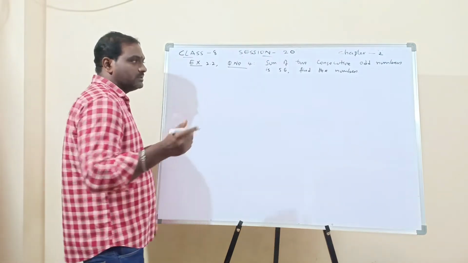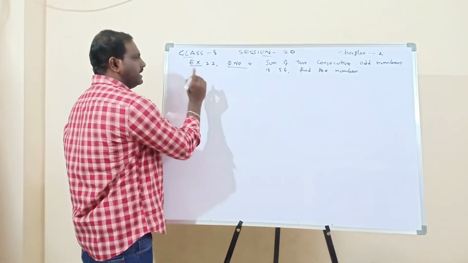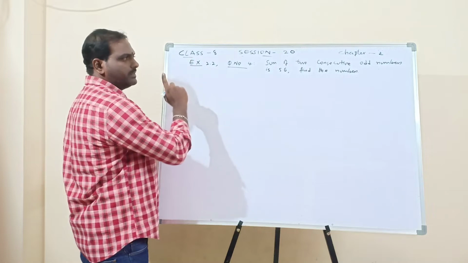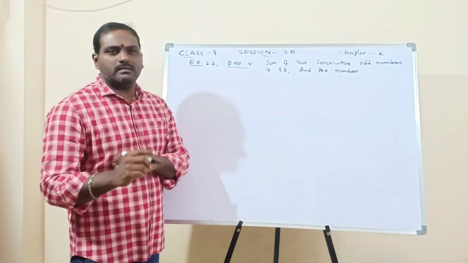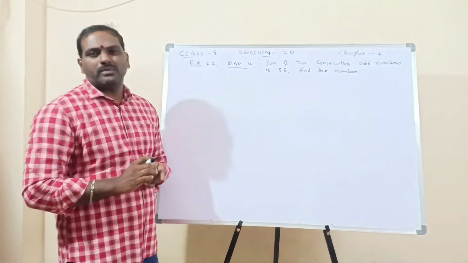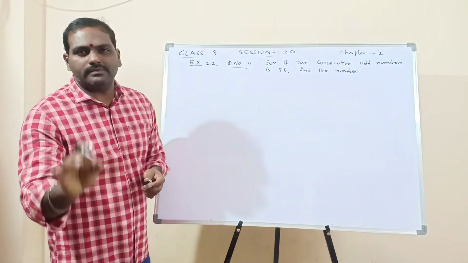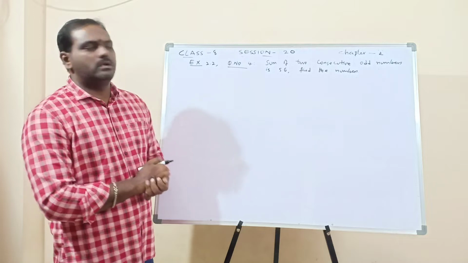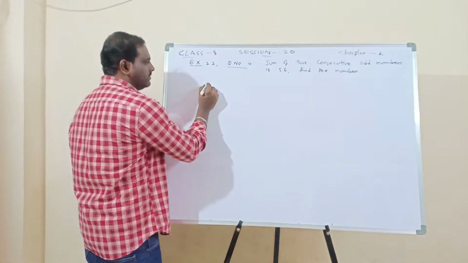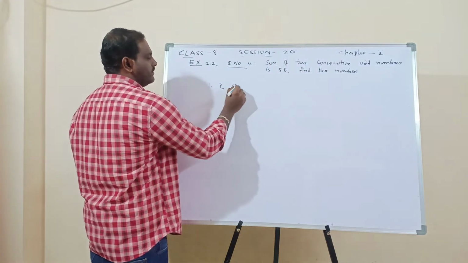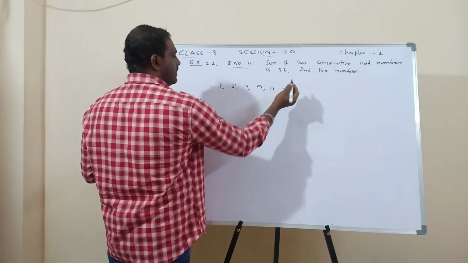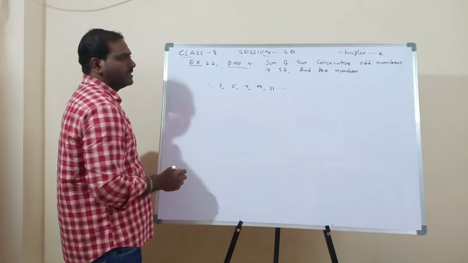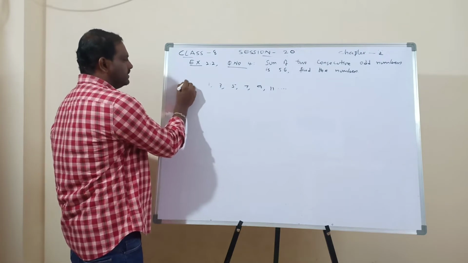First, we have to know the meaning of odd numbers and consecutive odd numbers. Odd numbers, as we learned on day 1, are numbers which are not divisible by 2. So what are the odd numbers? 1, 3, 5, 7, 9, 11 and so on. All these are called odd numbers. That is the first point.